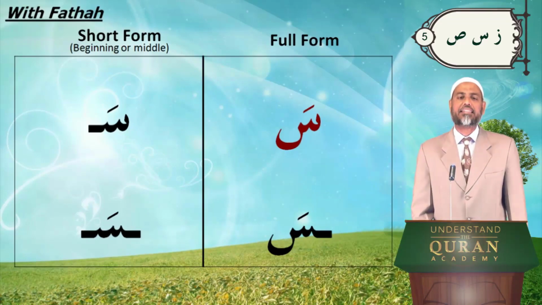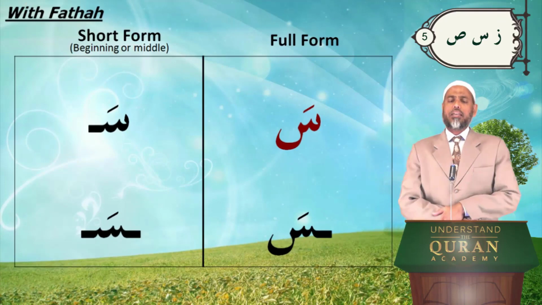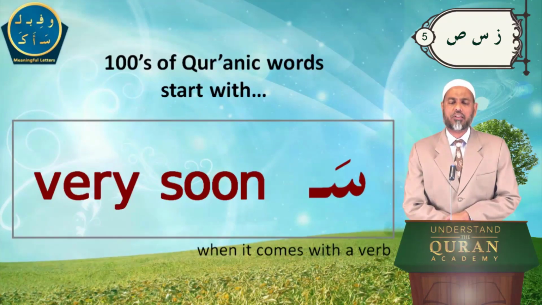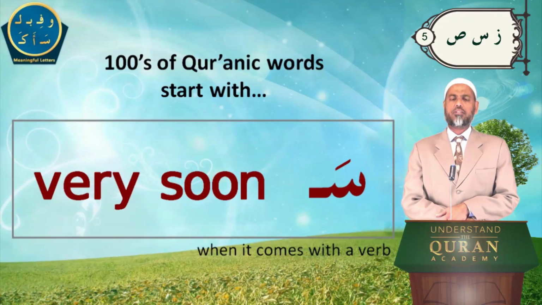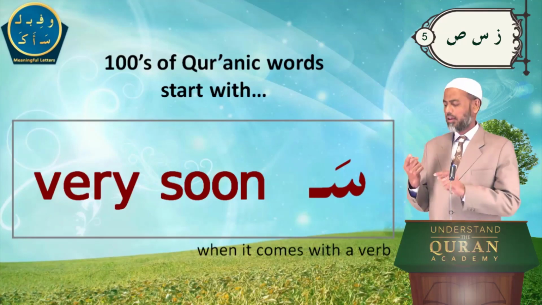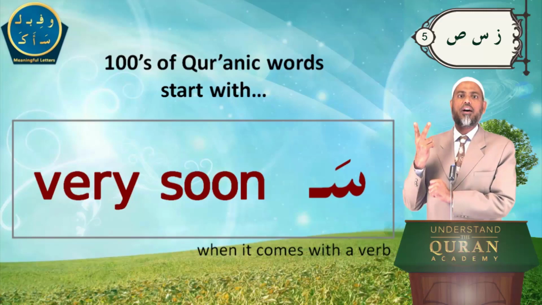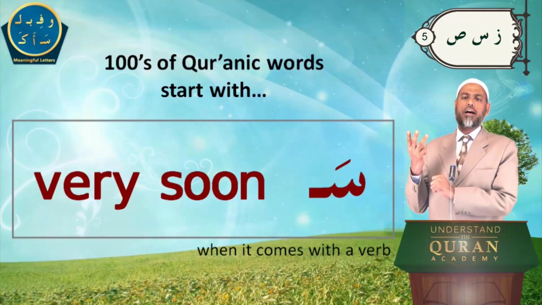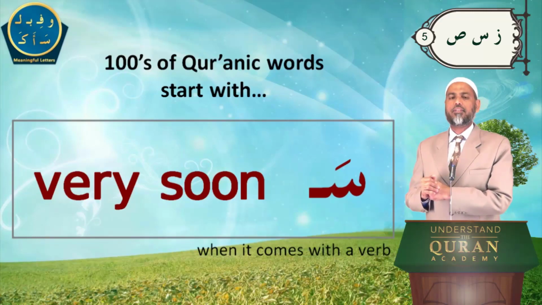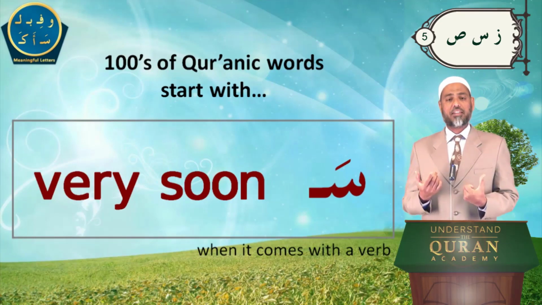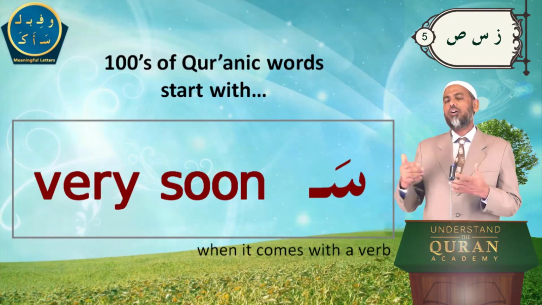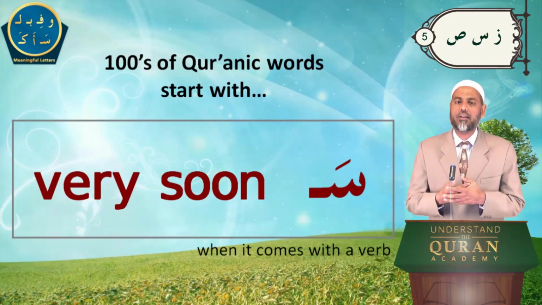Sa, sa, sa, sa. By the way, sin is also very special. These are part of meaningful letters. What are they? Like wa. Just the letter has a meaning. Wa means and, or fa means so, or ta means by. And here is another letter, sa, which also has meaning. And because it's just a letter, it always connects with other words.